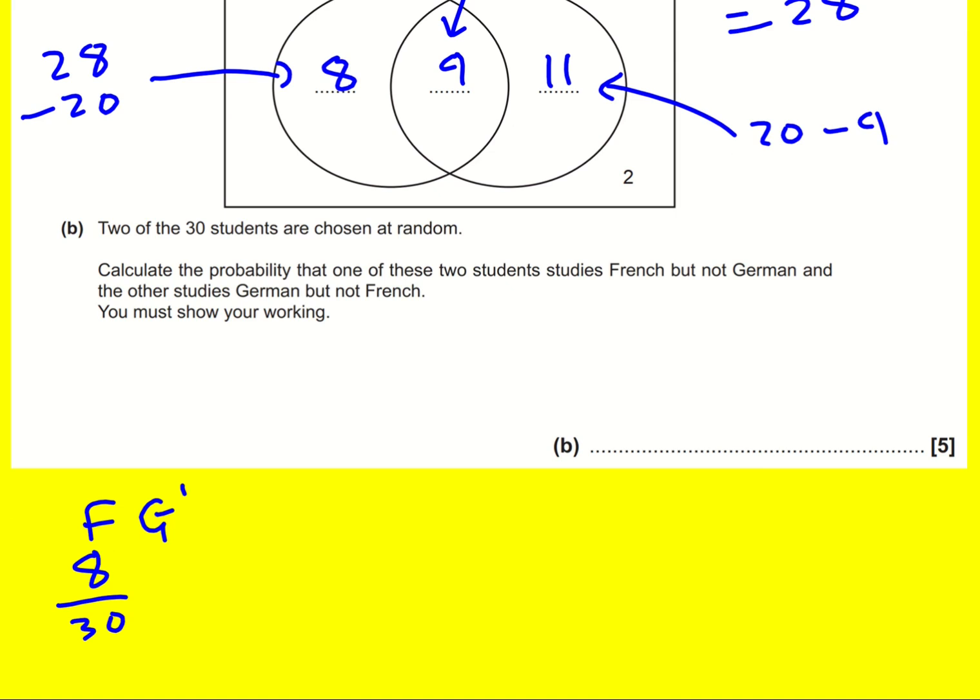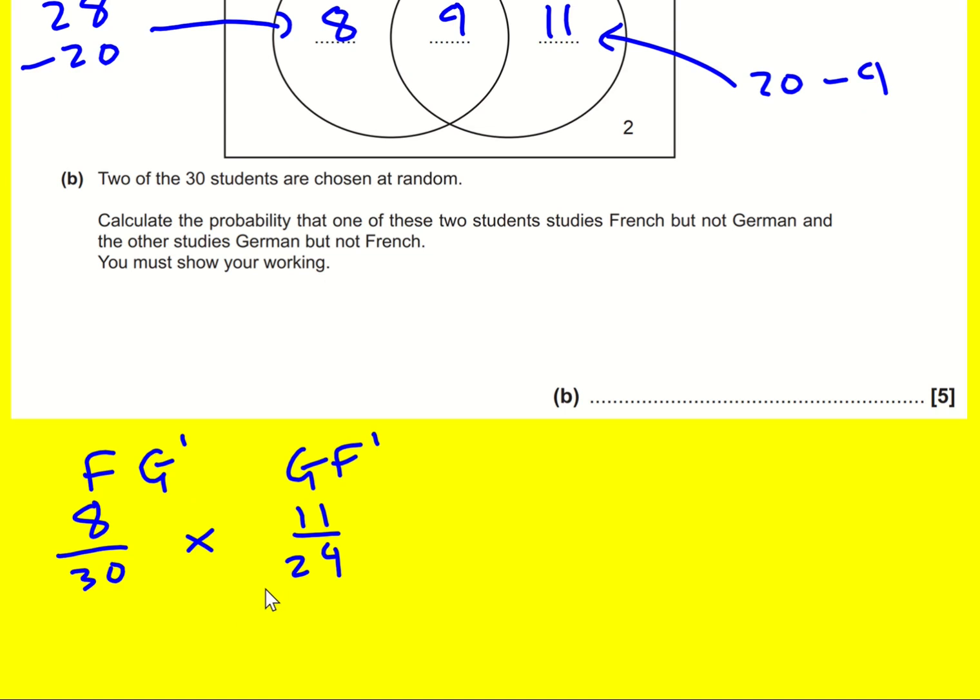And then the other studies German but not French. So that's these 11 people here. And that's going to be 11 over 29, because I've got one less person to pick from. And what we end up doing is multiplying these, because it's like a tree diagram question. Drawing the tree diagram, I think, will be quite complicated and not actually help. But if you practice your tree diagrams and get to grips with what is going on, you learn that you just basically multiply along the tree diagram for these different events.